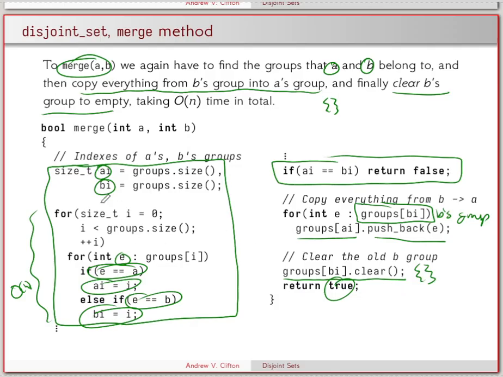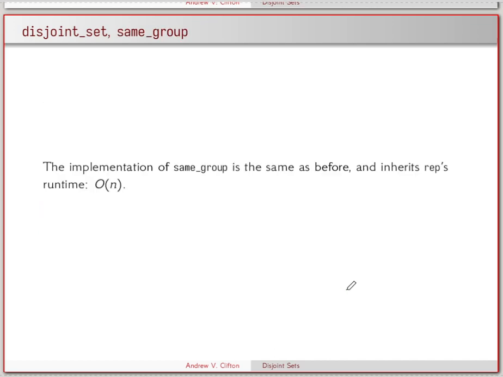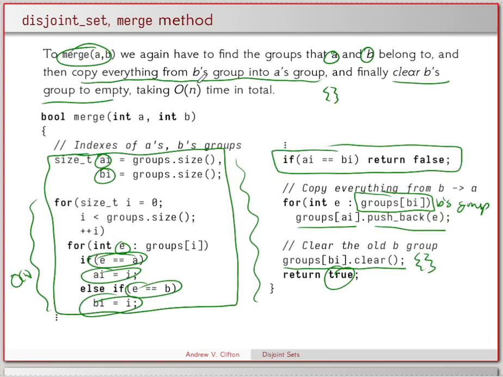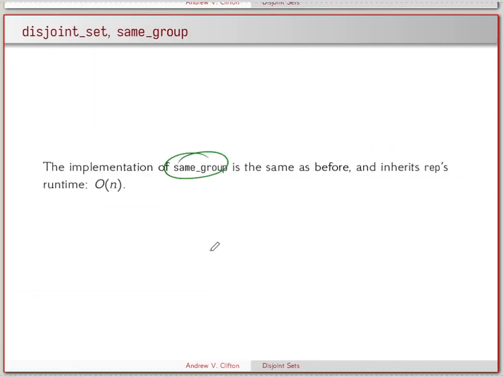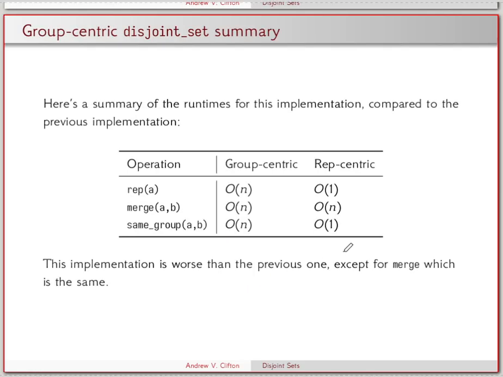So this isn't quite relying on rep, but this is the same code as what rep does. So again, the runtime of merge is still O of n. And then same group relies on checking whether the rep of A equals the rep of B. So again, that is going to take O of n time, because that's what rep takes.